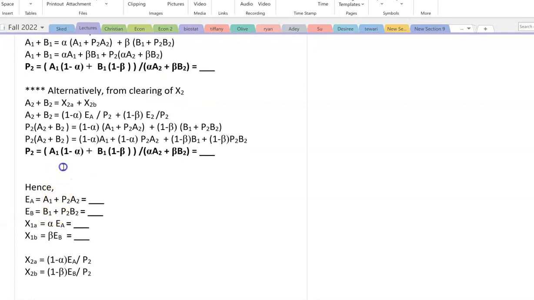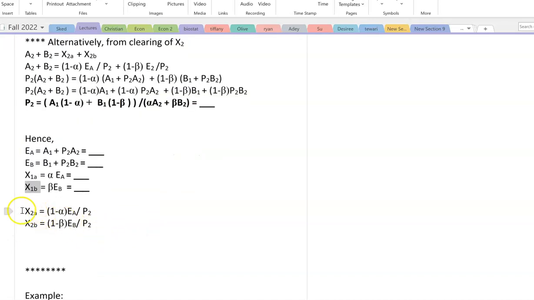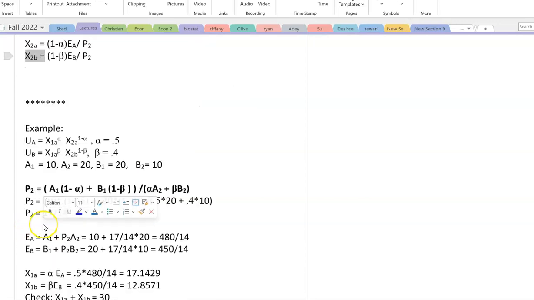Now you're going to plug everything back in. Now that you know P2, you can plug this back in, and then you can get EA, the endowment of agent A, and the endowment of agent B. Now that you know the endowments of agent A and agent B, you can get the optimal consumption of good 1 for agent A, good 1 for agent B, good 2 for agent A, and good 2 for agent B.